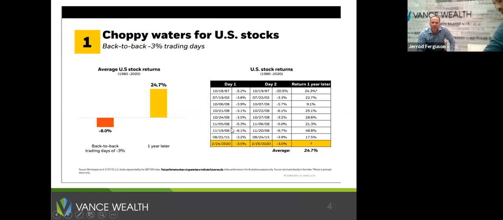It looks like there are about 8 times where this has happened. So there are about 8 times where we've actually seen this kind of volatility in the markets, and the market, over the back-to-back trading days, went down about 8%. And one year later, the markets on average rallied 25%. So if we look at history as a guide, this should give you that confidence that says, you know what, we've got to ride through this storm.